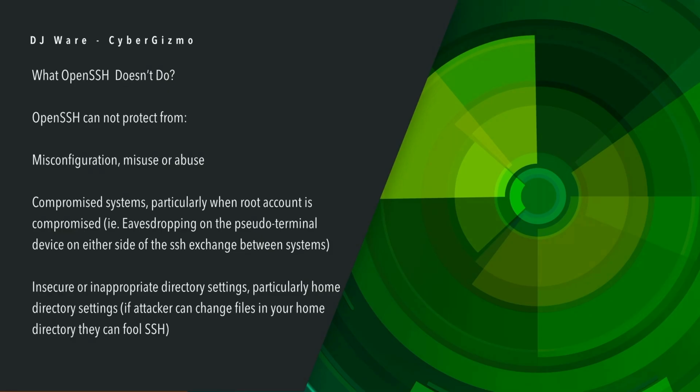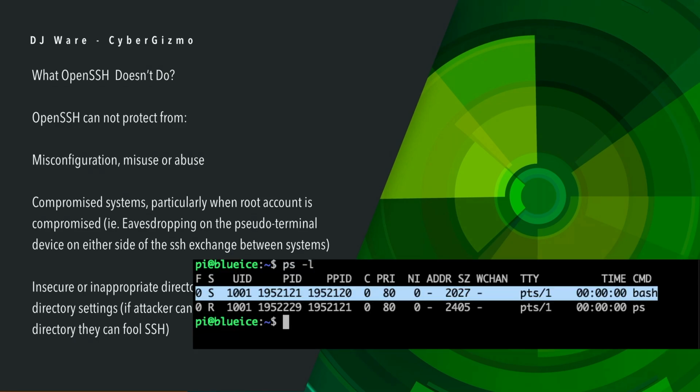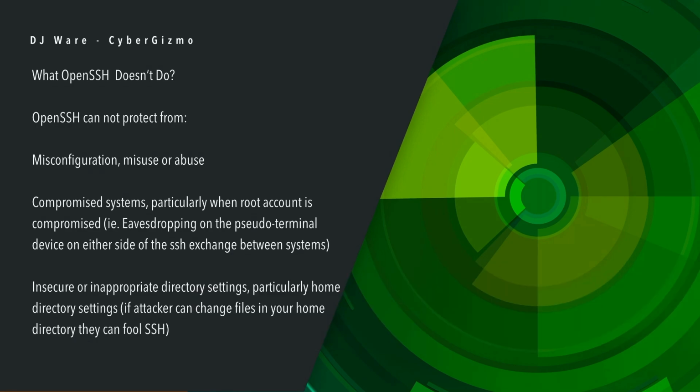Also, obviously it's not going to protect you from misuse or abuse. One of the other problems with it is that in a compromised system, particularly when the root account is compromised, eavesdropping is simple. You just eavesdrop on the sudo TTY on either side of the SSH exchange, and you have access to the command channel and the data channel, so you can see everything that's going on, including the user and the password.